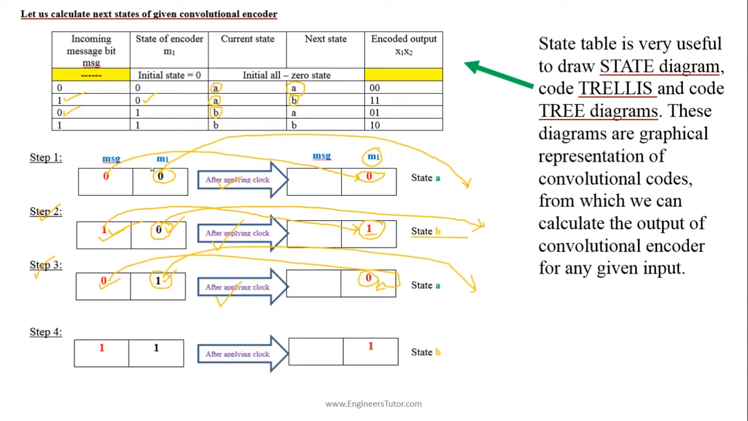So M1 represents the state of the encoder. If the incoming bit is 0, the state changes from state B to A. B to A. So this is the initial state and this is the final state or next state.